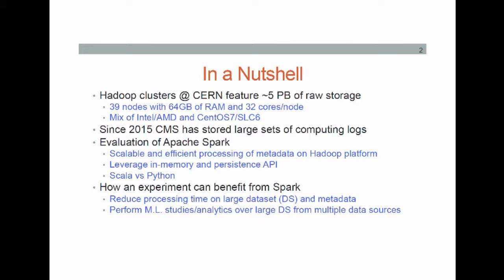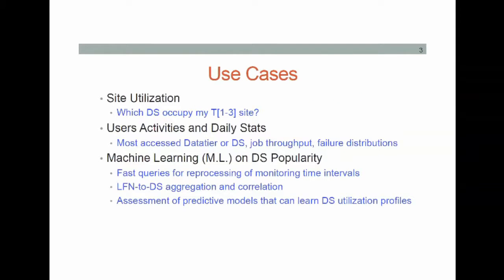We evaluate Apache Spark because of its scalability, because it's an efficient processing framework for a large set of data, and we leverage in-memory and persistent API. And of course, on top of Apache Spark, we can use a variety of languages, above all Scala and Python. CMS can benefit from Spark, first of all, to reduce processing time on large data sets, and also to perform machine learning studies and data analytics on top of large data sets from multiple data sources.